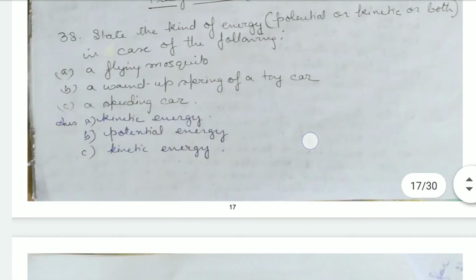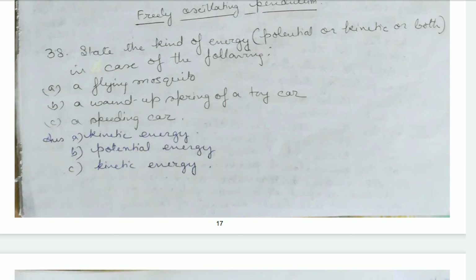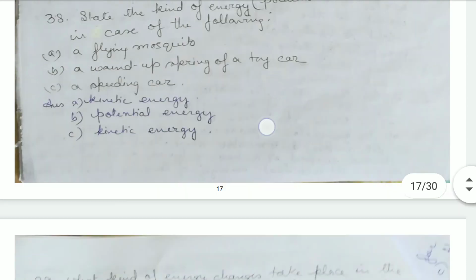Now, state the kind of energy, potential or kinetic or both, in case of the following. A flying mosquito has kinetic energy. A wound up spring of a toy car has potential energy. A speeding car has kinetic energy.